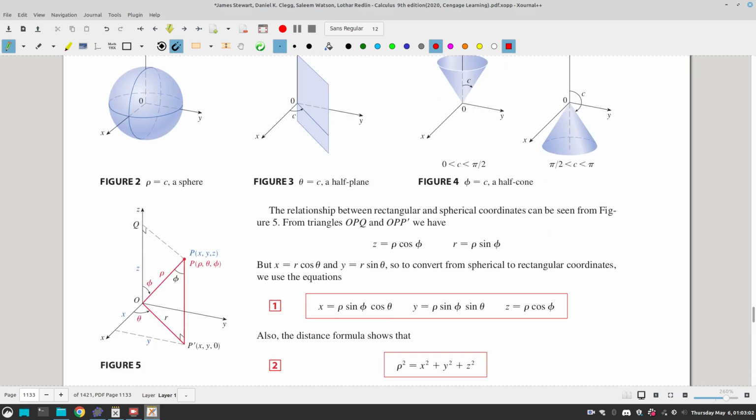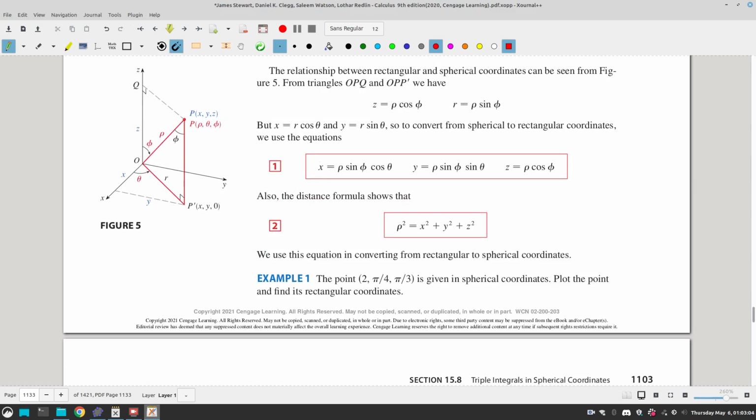Right, and of course the conversion formula is x equals rho sine phi cos theta, because rho sine phi is a projection on the xy plane, and multiplying that by cos theta is going to give you the x coordinate, and rho sine phi sine theta is going to be the y coordinate, and rho cos phi is going to give you the z coordinate. I think this is something that should be apparent from the diagram, right?